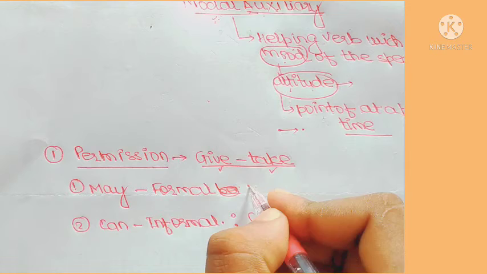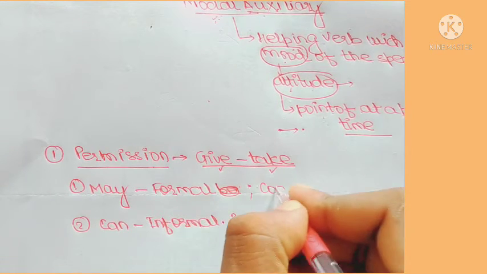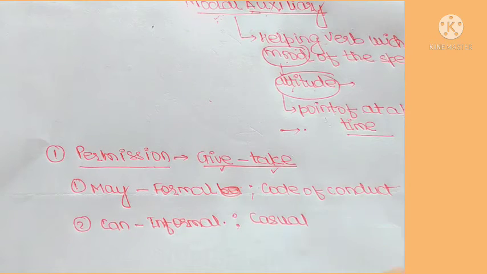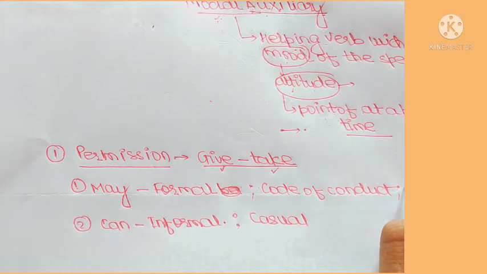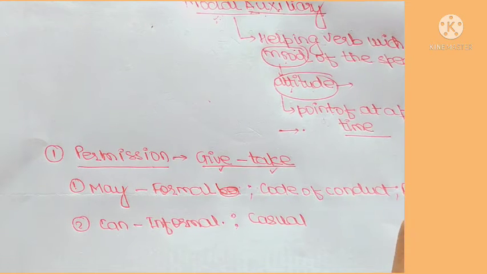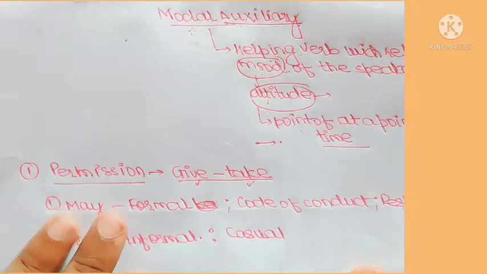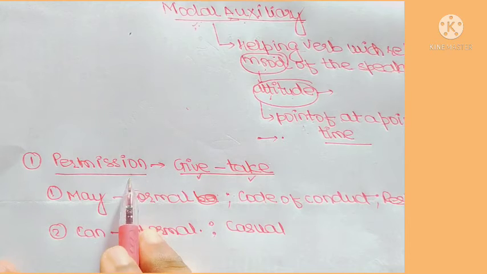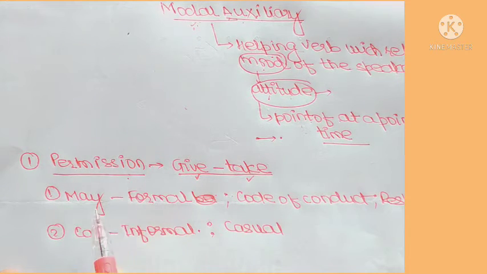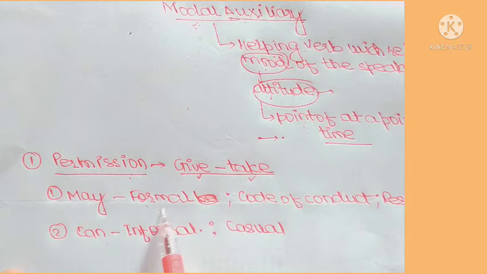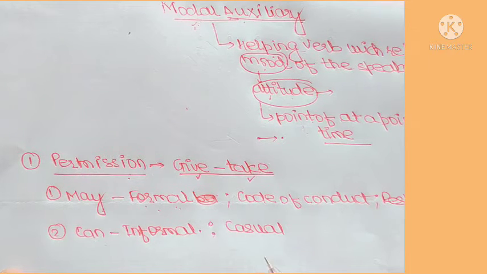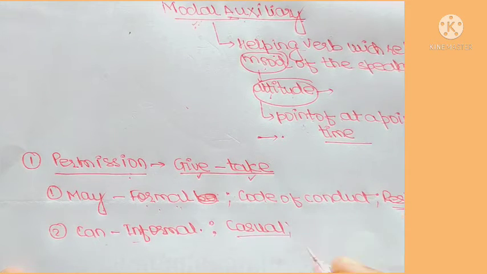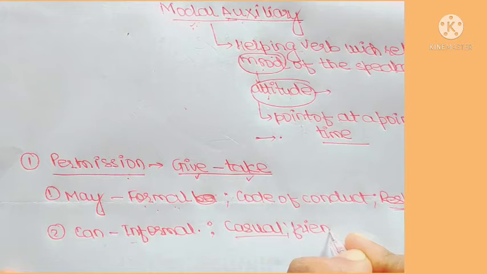Here you can say there is some code of conduct. Other than that, you can say have some respect. We can say there is some respect as well, right? It means for asking for the permission, we can use may or can, but may is used in a formal way. Formal means what? There is some respect, right? And informal is casual. You can also say friendly behavior.